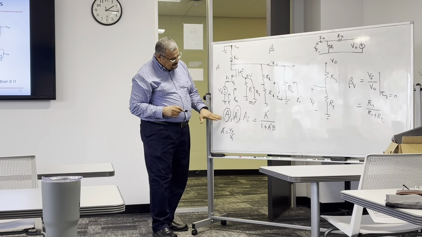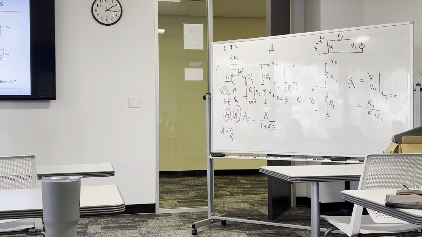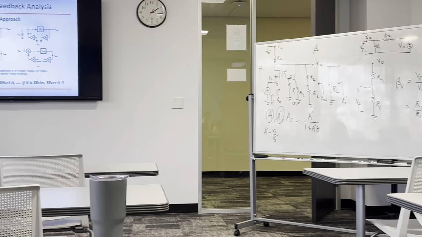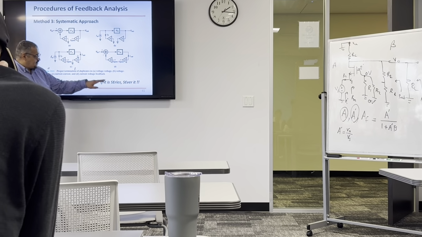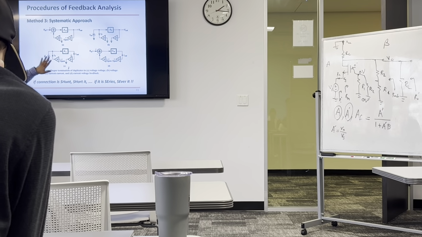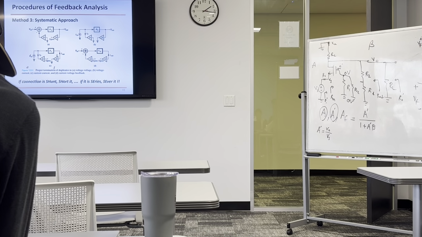But for now, just try to understand this, and we're going to get back to the resistance later on, okay? So, if it is shunt, shorted, if it is series, separate, or just keep it open. Any question about this? Is it clear? Okay.